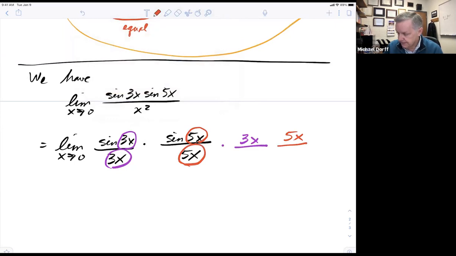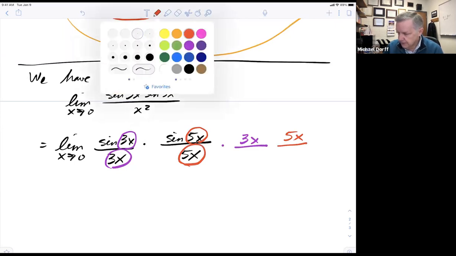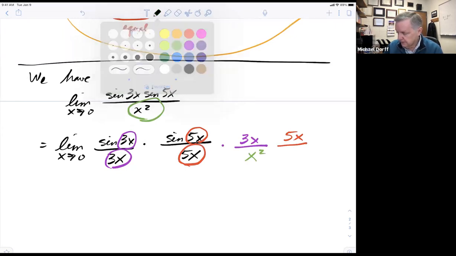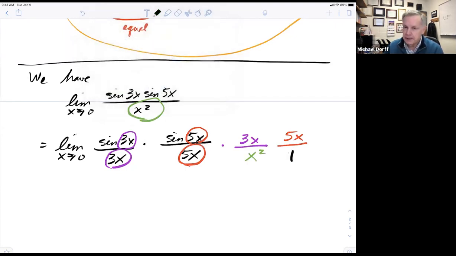And then the last thing was, in the very bottom, I had an x squared, and I haven't accounted for that. So I'm going to put that x squared down here, and I can put a 1 down here. If I wanted to, I could put a green x under the 3x, and a green x under the 5x. Doesn't really matter. And now I want to simplify all this.